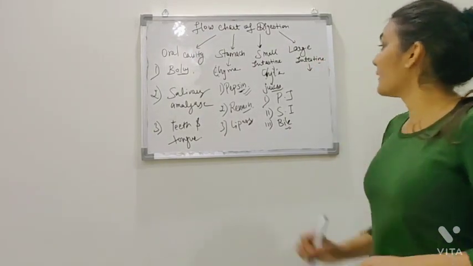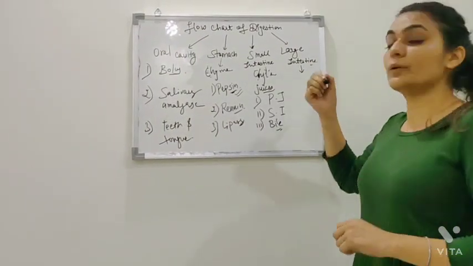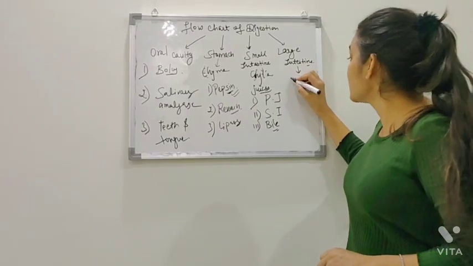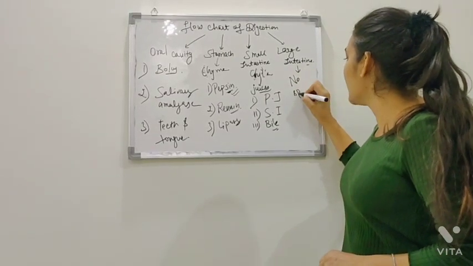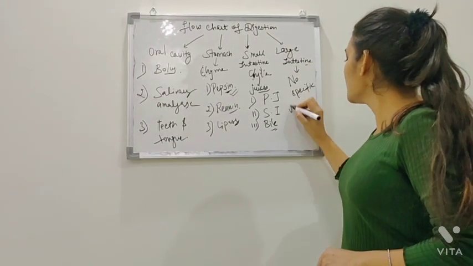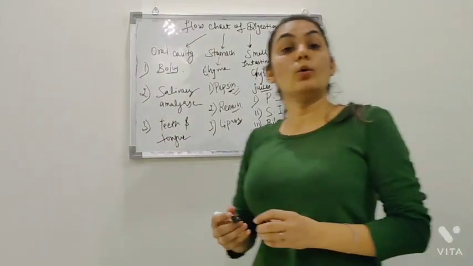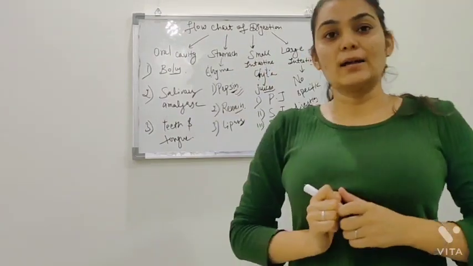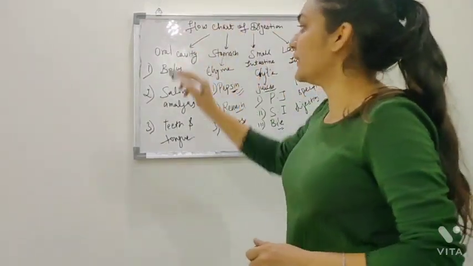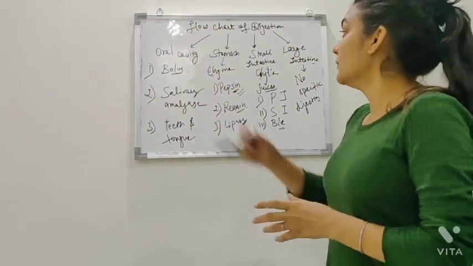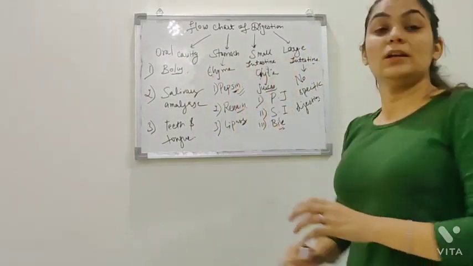After this, the large intestine. The one important thing, or you can say the only thing, is that no specific digestion occurs in the large intestine. Only absorption occurs in the large intestine. So this is the whole thing about digestion, or you can say how digestion occurs at each site.